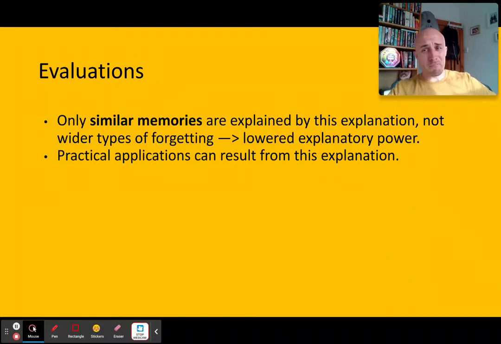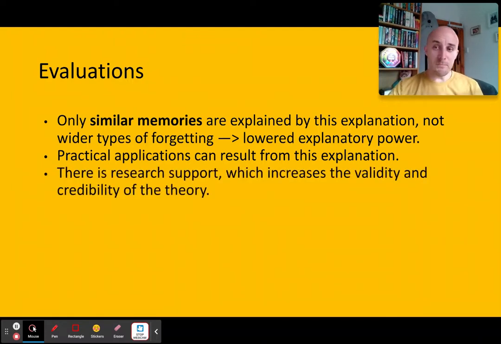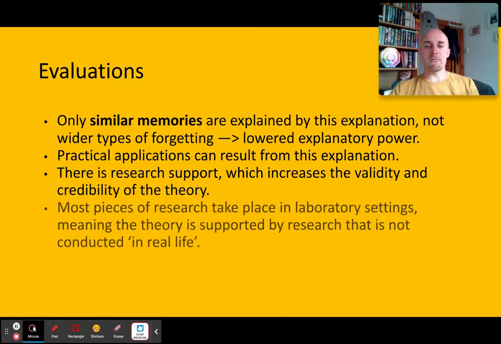However, there are a ton of practical applications from this. So if we can learn that interference is quite important, we can help people revise better, maybe teach them to find differences in two similar things. So if you're revising French and Spanish, try to identify the differences between them. That's going to reduce the amount that they are similar, for example. There is research support, as I've previously talked about: Baddeley and Hitch, rugby players, but also Schmidt et al. in 2000. So again, that increases the validity and the reliability.